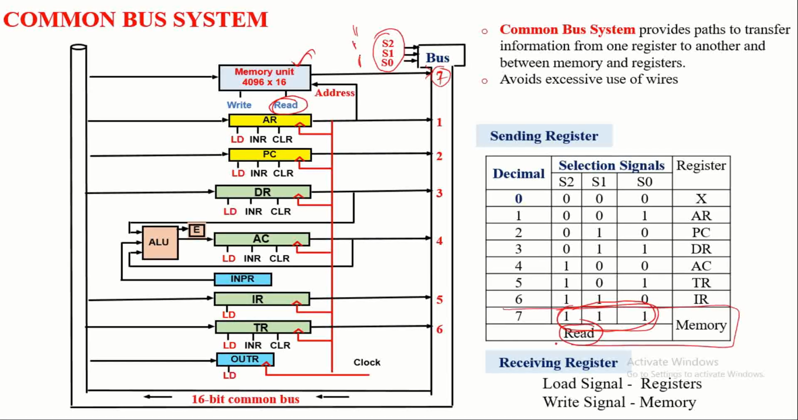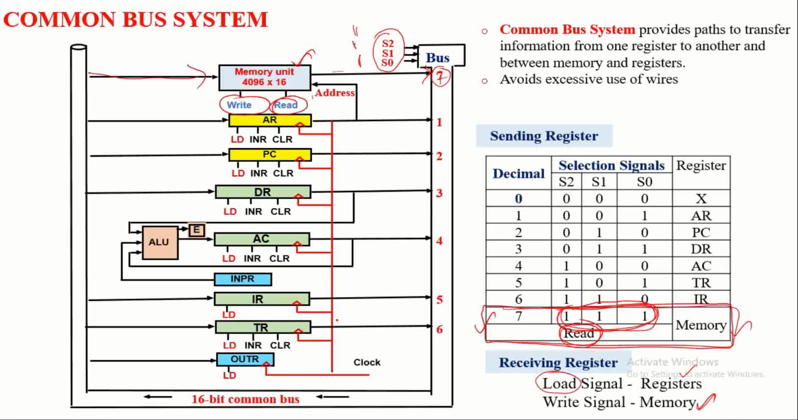Okay. So this is the point about the memory unit. It has to be remembered. For the memory unit, in addition to the selection signal, its read signal also must be active. Then only the memory unit will transfer the information over the bus. And if the memory unit has to receive the information, at that time the write signal of this memory unit must be active. The write signal of the memory unit is active, but for the registers its load signal needs to be active.